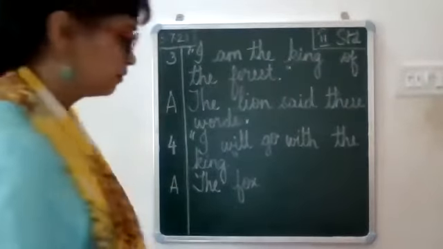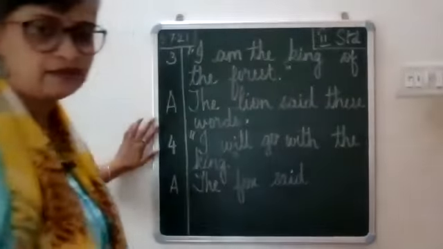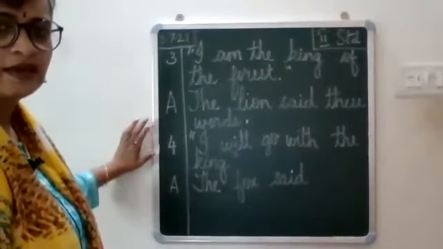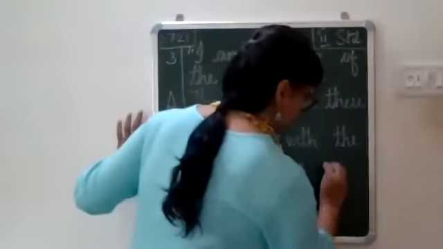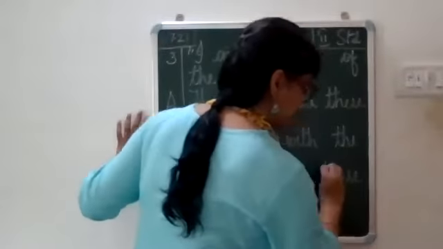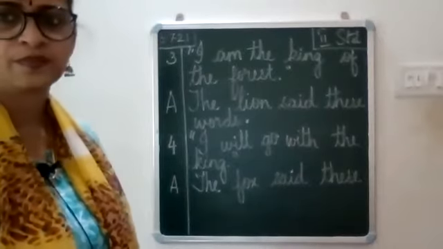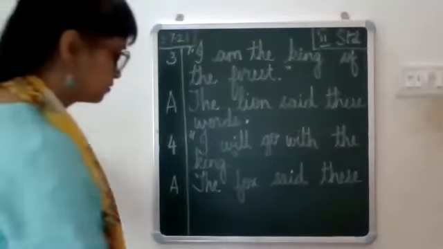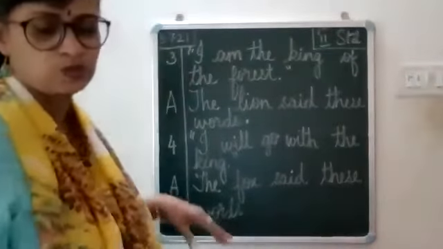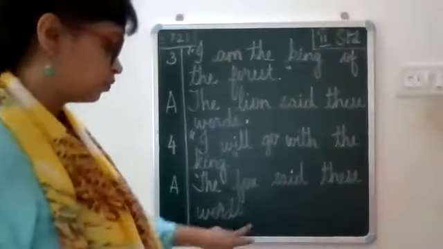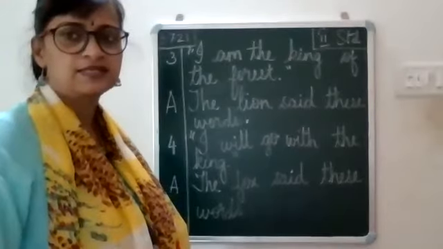Leave a finger space, write down S-A-I-D, said. T-H-E-S-E, these. Leave a finger space. Write down W-O-R-D-S, words. The fox said these words. And then put a full stop. Okay, the fox said these words.